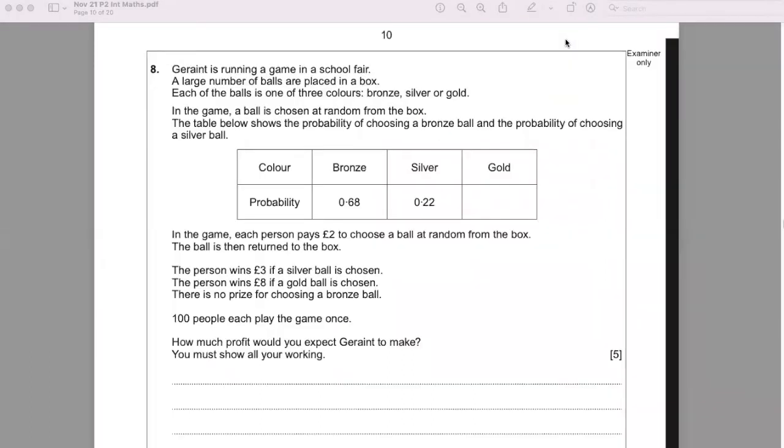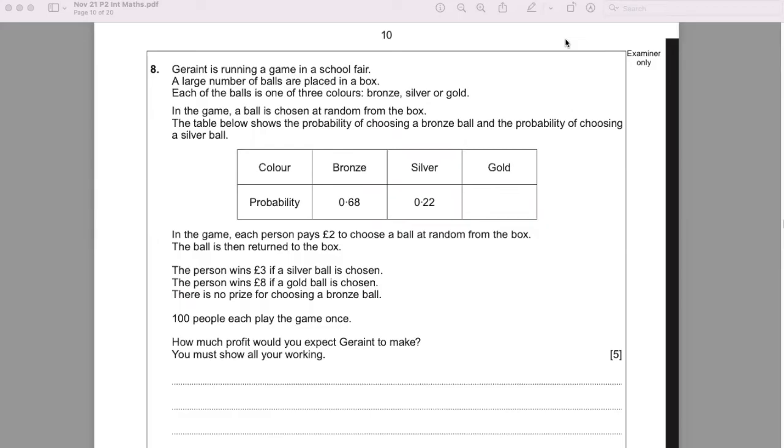All right, it's running a game in a school fair. A large number of balls are placed in a box. Each of the balls is one of three colors: bronze, silver, or gold. In the game, a ball is chosen at random from the box. The table below shows the probability of choosing a bronze ball and the probability of choosing a silver ball.